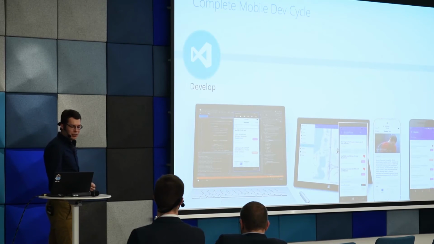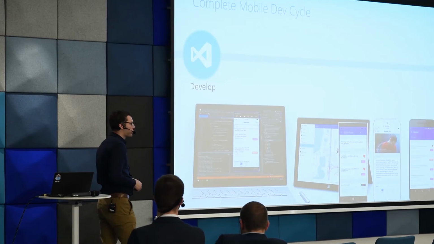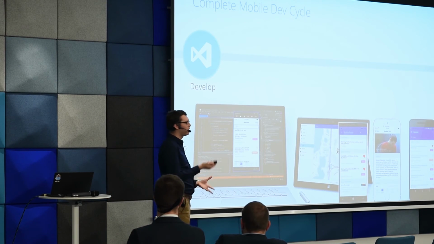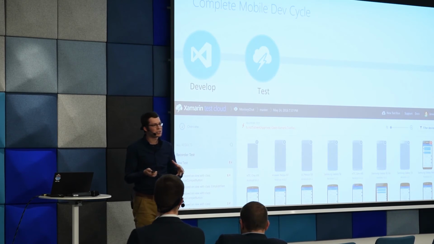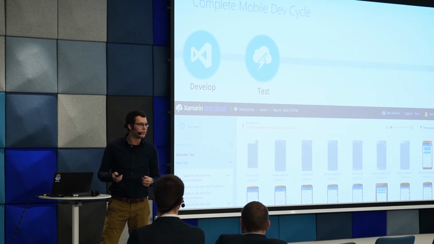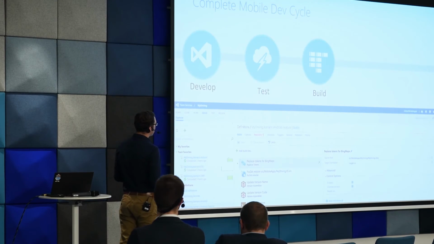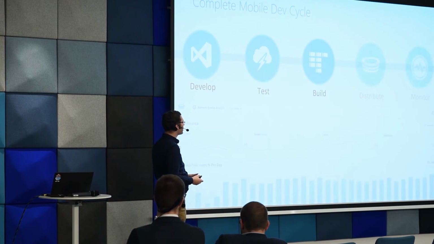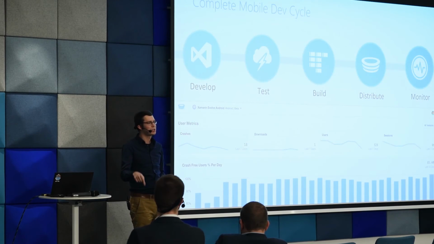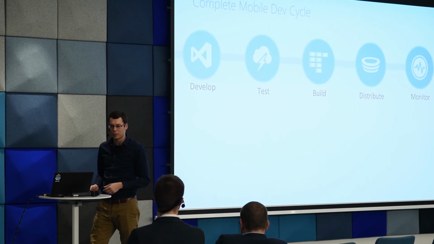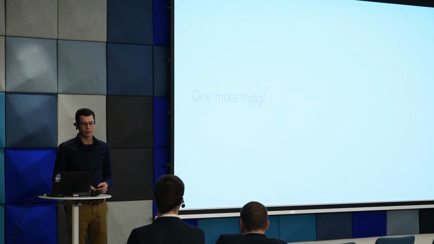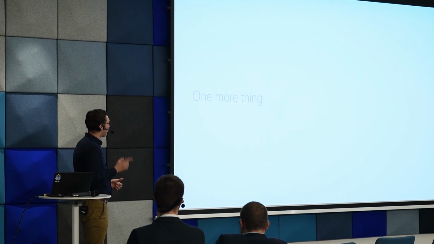So Martin is now an enterprise developer. He can work with Visual Studio. He can develop the code in there. He can test it in Xamarin Test Cloud on 2,000 and more devices on his behalf. He can build it automatically in Visual Studio Team Services, and he can distribute and monitor crashes from Hockey app. Quite good. But there's more.